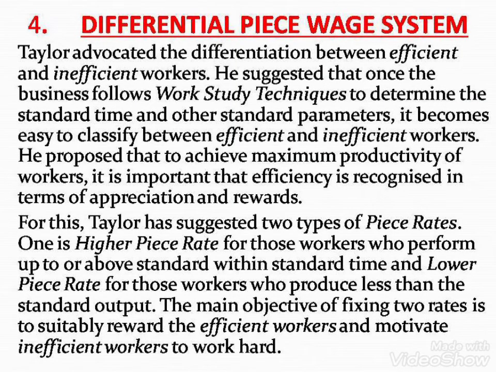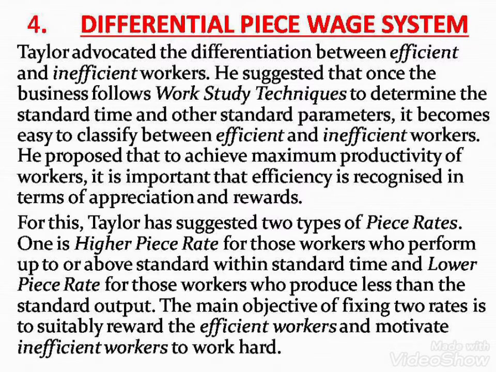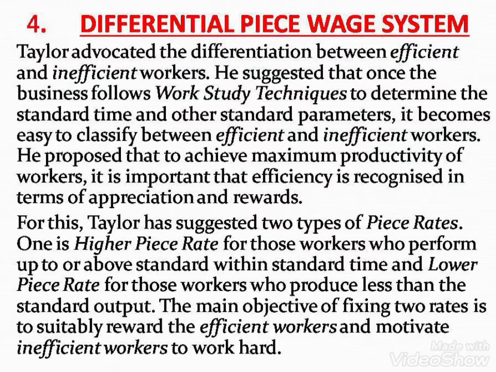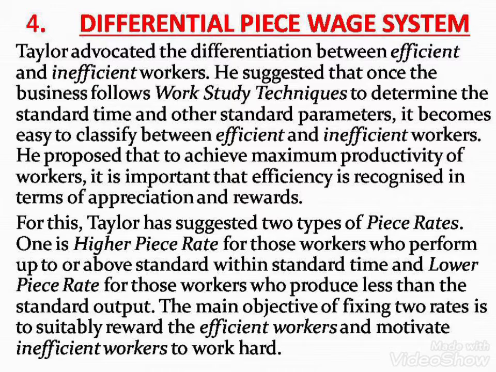He proposed that to achieve maximum productivity of workers, it is important that efficiency is recognized in terms of appreciation and rewards. For this, Taylor suggested two piece rates, one for the efficient and the other for the inefficient ones. Standard quantity of production in terms of time is decided in advance. An efficient worker is paid higher piece rate and inefficient worker is paid lower piece rate.